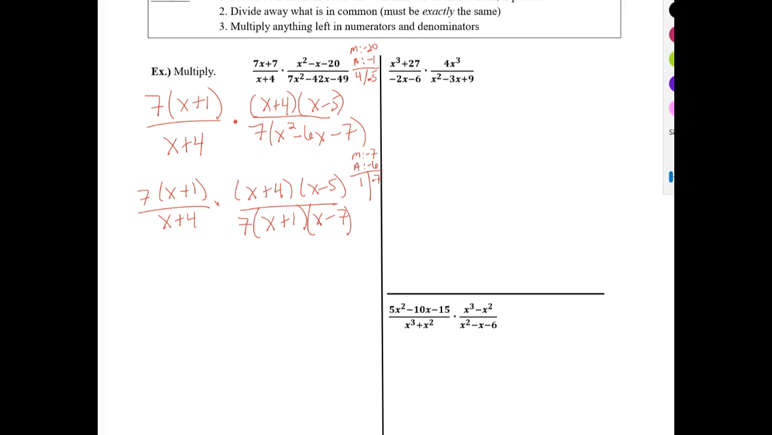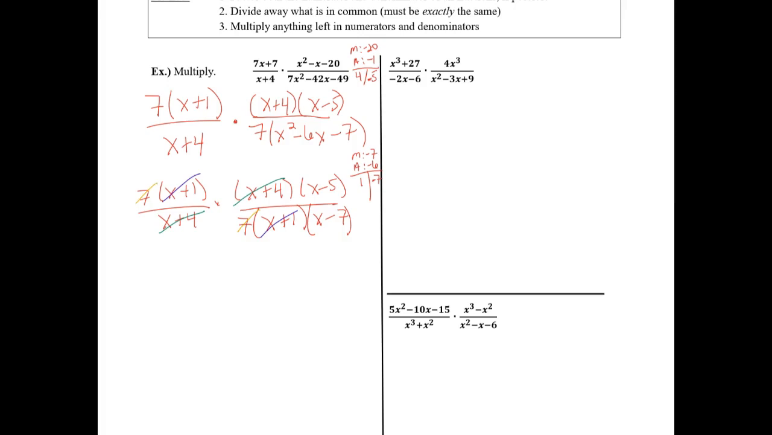Once everything is factored, I divide out common factors. Something from the numerator and something from the denominator. They have to be identical. So x plus 1 divided by x plus 1. Something from the numerator, something from the denominator. I could also do an x plus 4 divided by x plus 4. Those common factors divide out. And then lastly, I also see a 7 divided by 7 can be divided out.